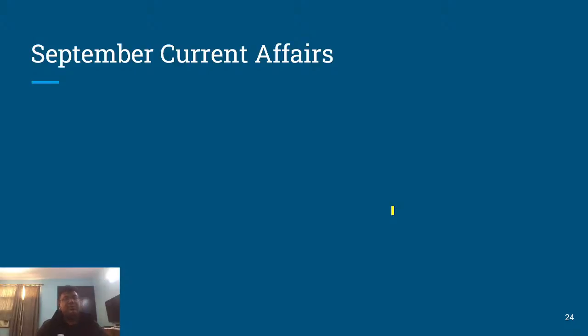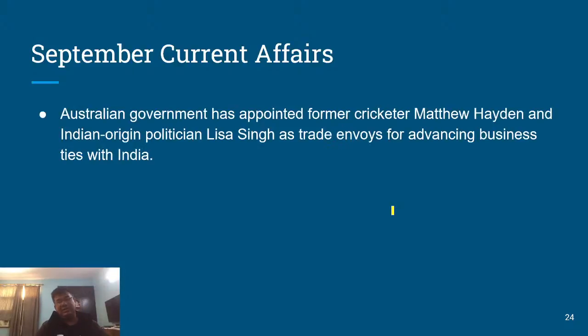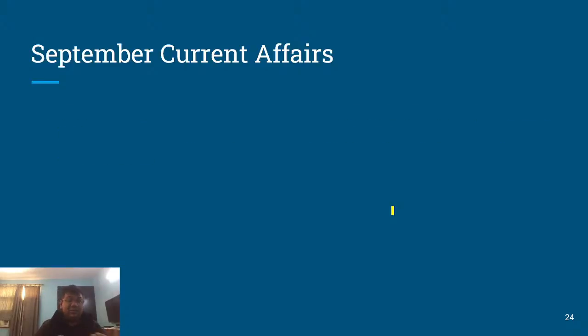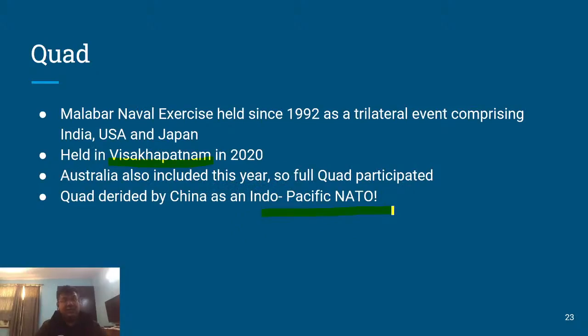Anyway, now we move on to the September current affairs, some more of the miscellaneous content. So Australian cricketing legend Matthew Hayden, one of the greatest opening batsmen of the last couple of decades. After he retired, Australia did see a massive decline. In fact, his very famous opening batting partner in Test cricket, Justin Langer, is the present coach of the Australian cricket team.